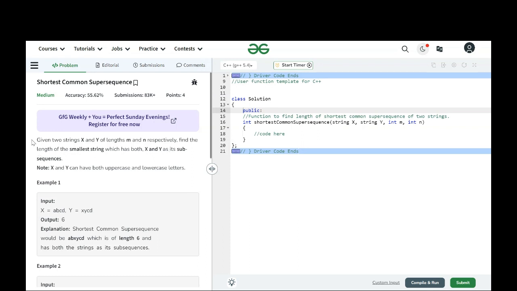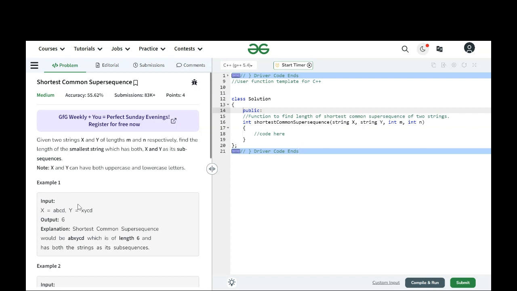Hi everyone, let us solve today's problem of the day, that is shortest common supersequence. What does the question state is that given two strings x and y of length m and n respectively, find the length of the smallest string which has both x and y as its subsequences. Note that x and y can have both uppercase and lowercase letters.